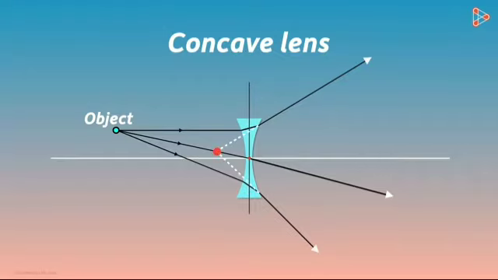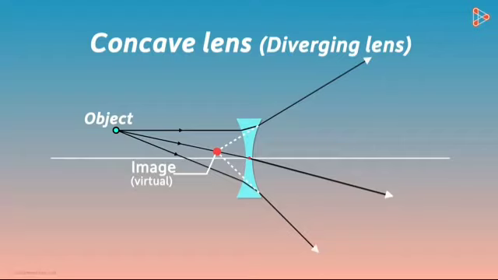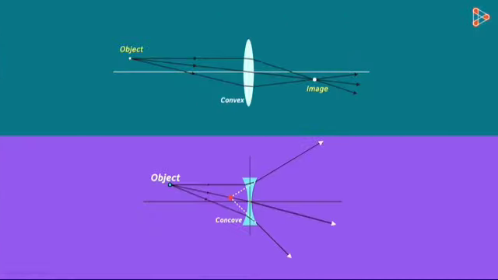Next, object at infinity. When an object is placed at infinity, a virtual image is formed at the focus. The size of the image is much smaller than that of the object. From the figure, the red dot is the smaller image.